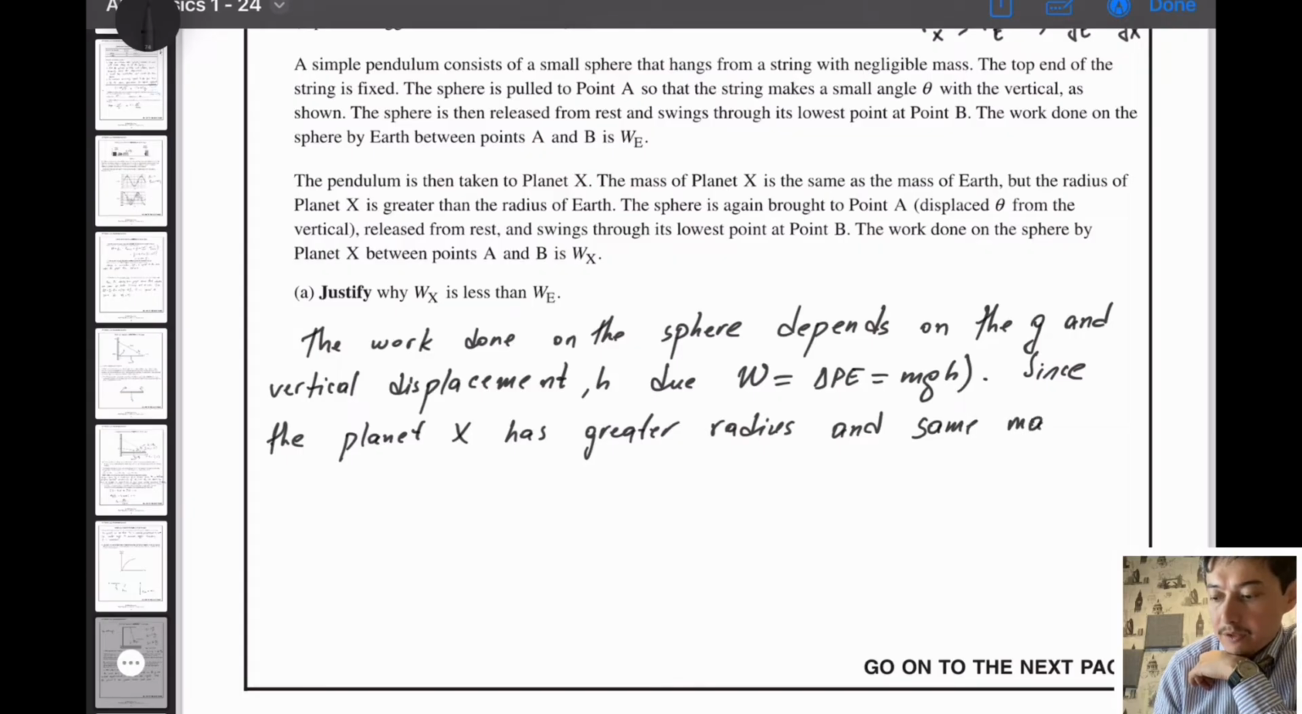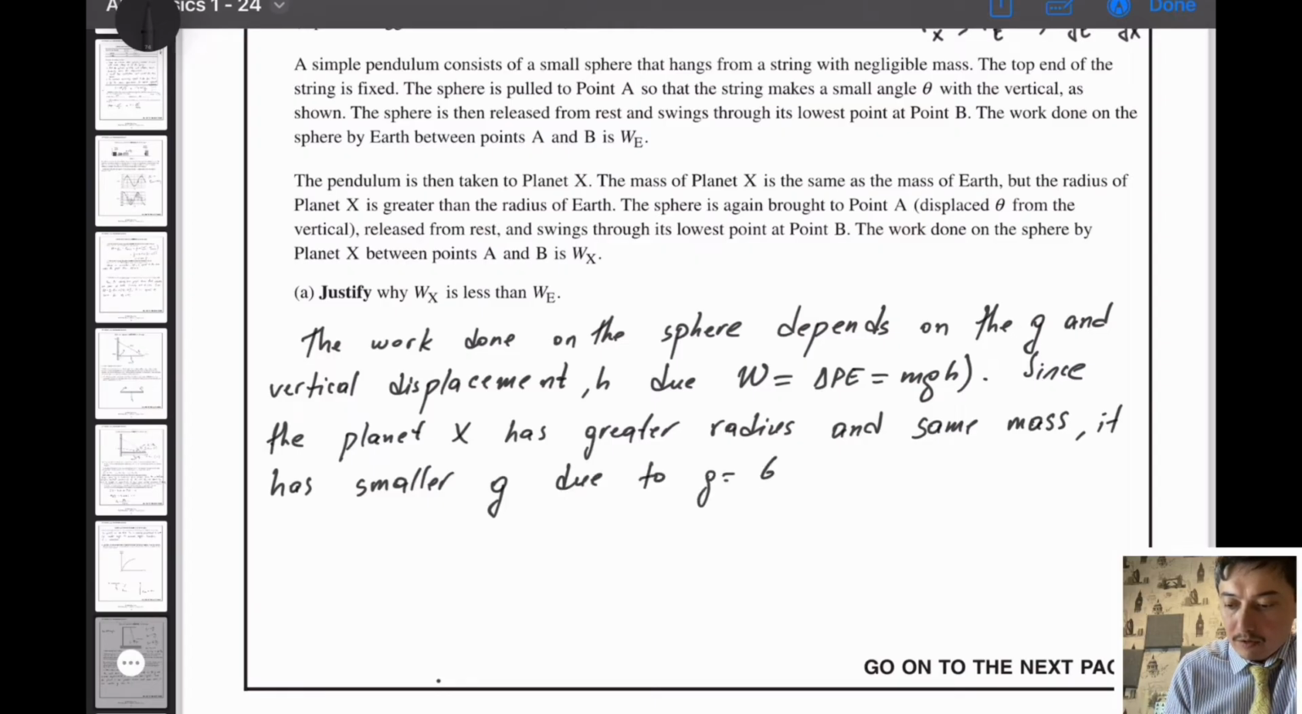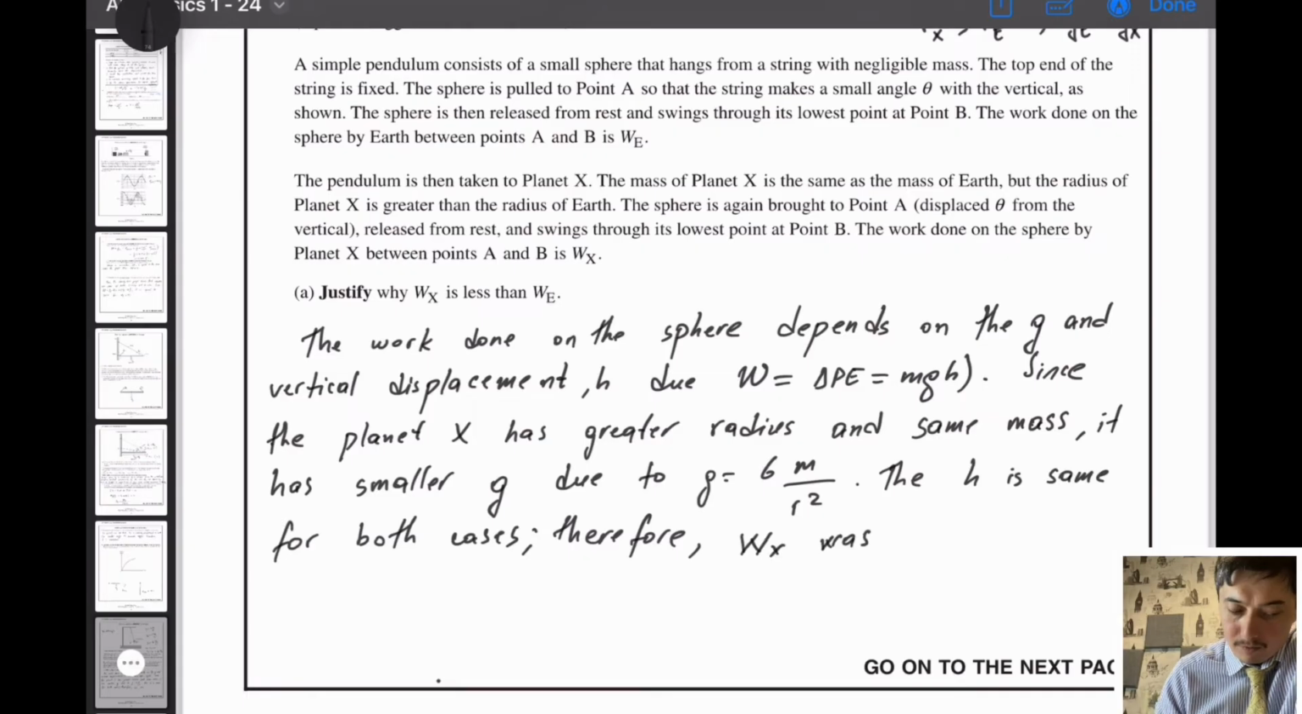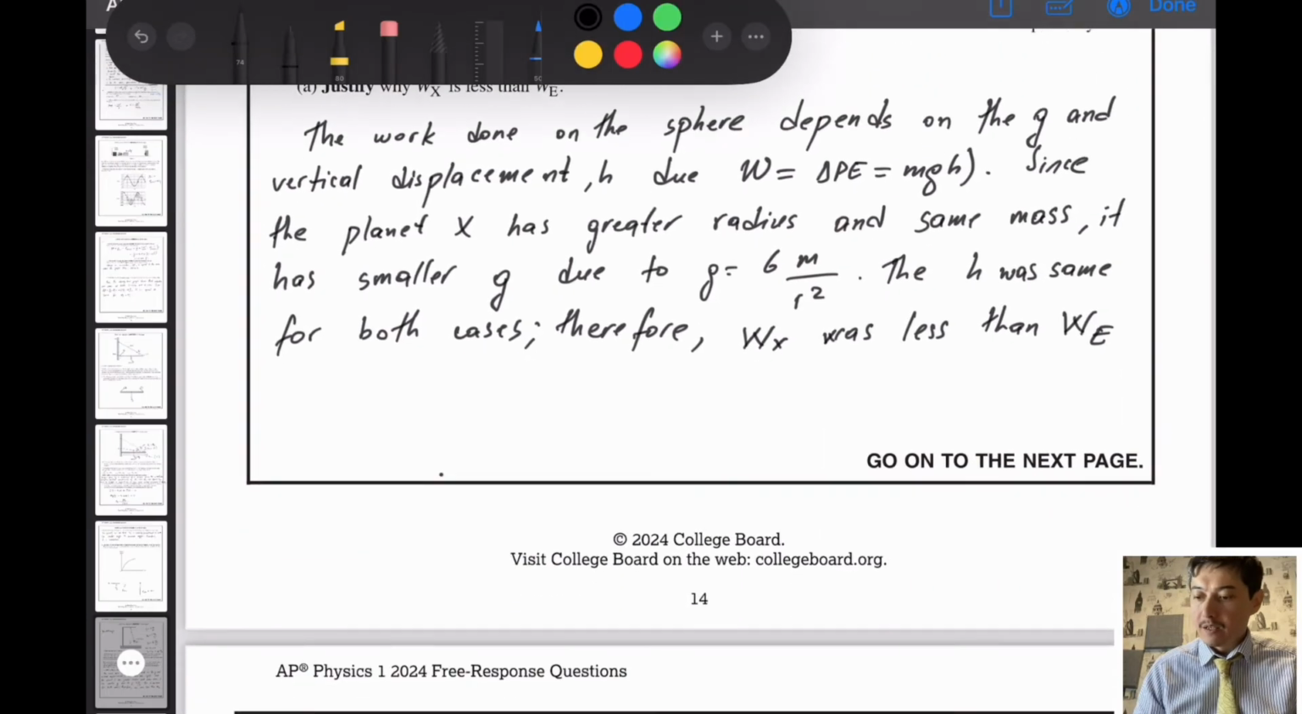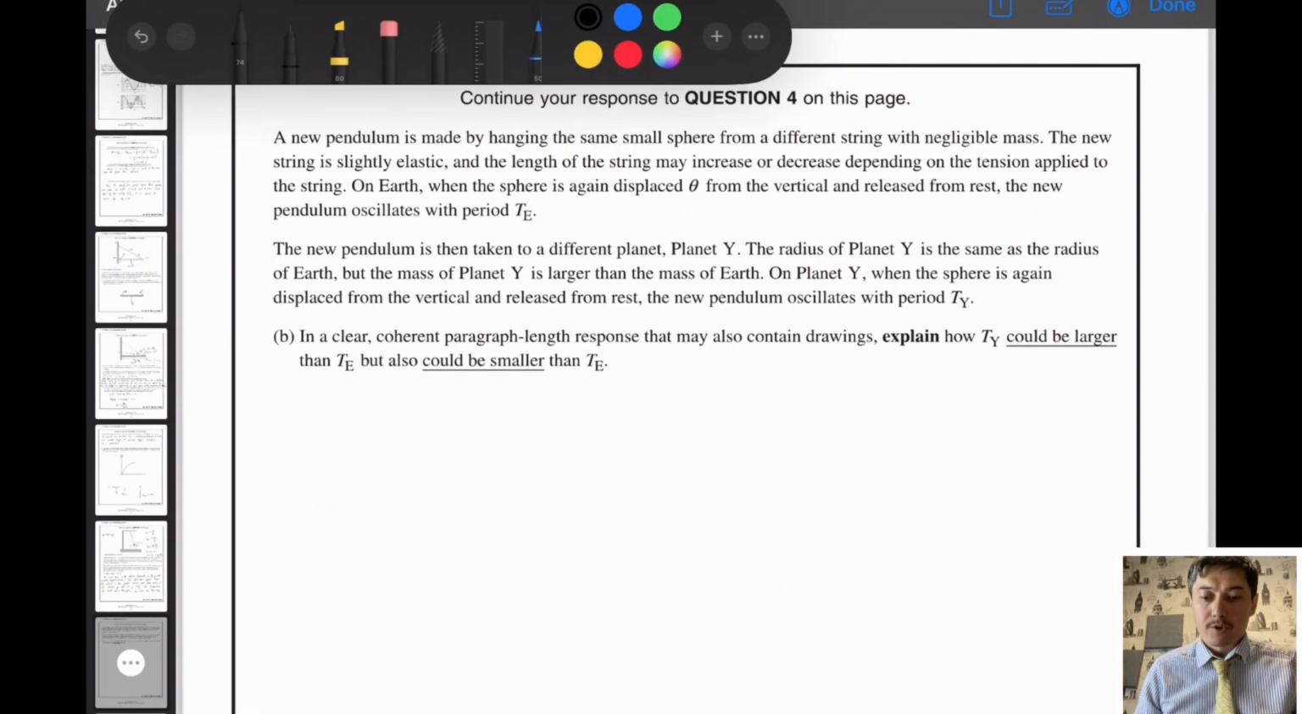That's critical because if mass was different, the situation could be different. It has smaller g. Again, let's write the equation: g is equal to a constant times m over r squared. The h is the same in both cases. Therefore, Wx was less than We. All right. Next question.